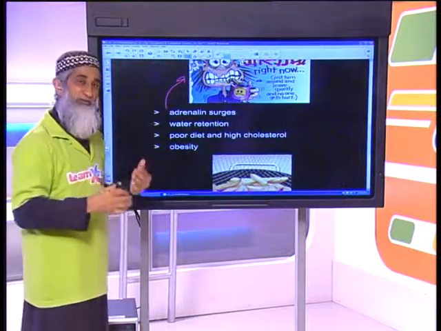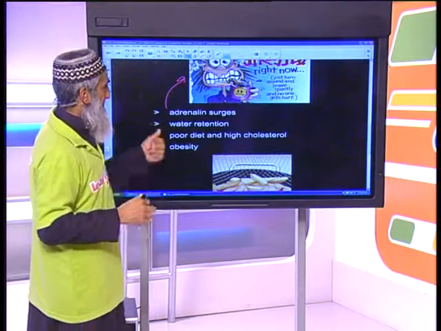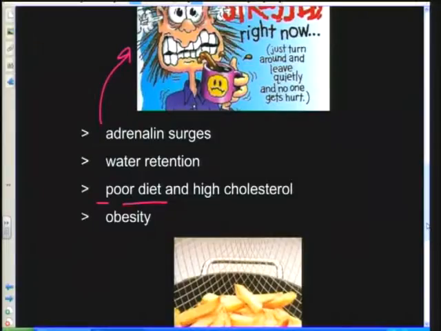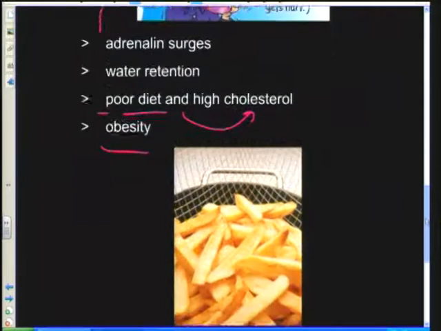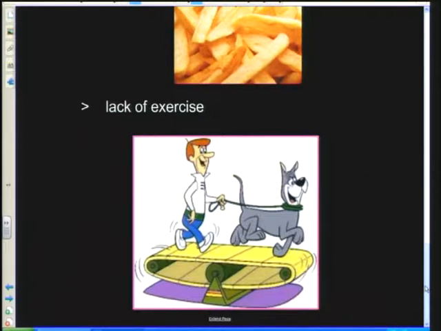Water retention: if we keep too much water in our body, the blood pressure will also go up. Poor diet, obviously, and we've spoken about that before, which has high cholesterol. Obesity is another one, and all that goes together with poor diet and all the junk food that we are talking about.